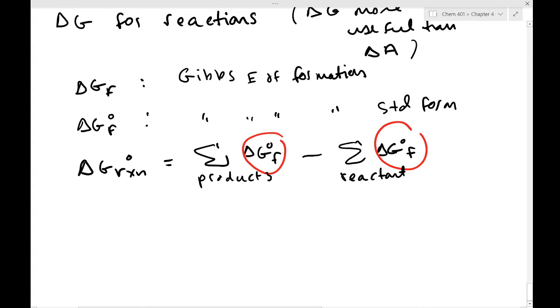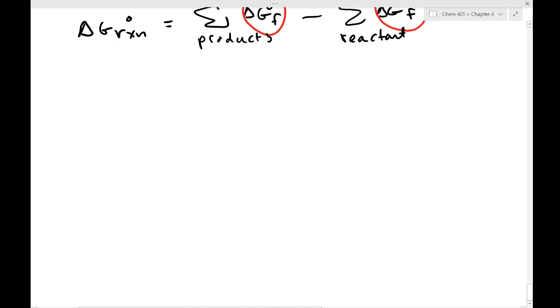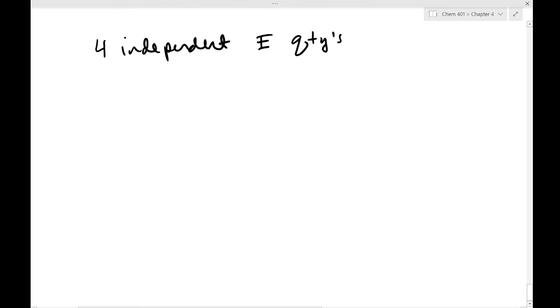Okay, let's go back to these four independent energy quantities that we've now determined. Starting with the internal energy, dU is equal to T dS minus P dV.